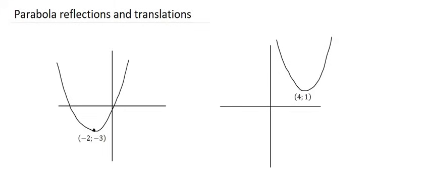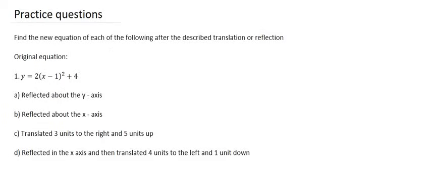What has happened is that the x value has been moved 6 places to the right, because to go from minus 2 to 4 we would have to add 6 places, and the y value has gone up by 4. So it goes from minus 3 up to 1 over here. So this parabola has shifted 6 units to the right and 4 units up. We can now practice some examples. So let's start with our example.